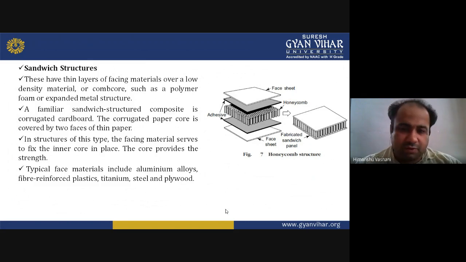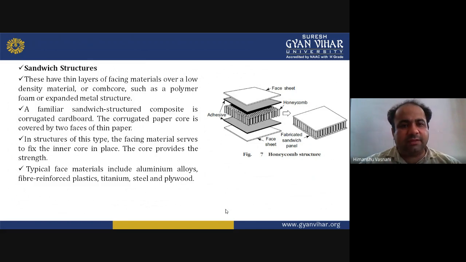You can see this in the figure also. You're given a honeycomb structure. You can see there is a face sheet, then you have the adhesive below that, before you have the honeycomb, and then again the adhesive is there, and again the face sheet is there. You can see the honeycomb is between the adhesive and the face sheet. The face sheet is on the upper layer. Now, if you see on the right hand side a diagram, which is a fabricated sandwich panel. Okay, this is how it looks.